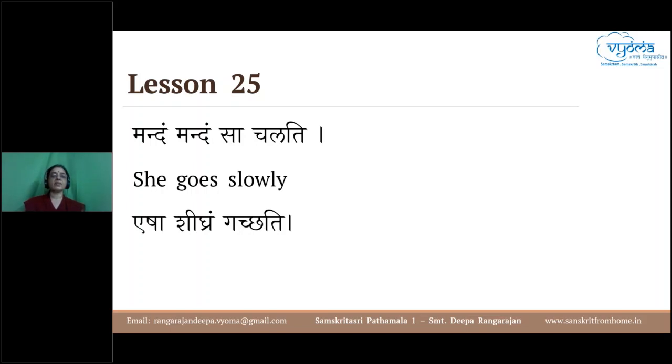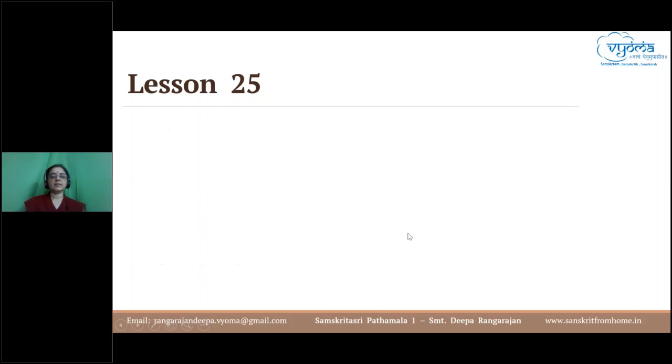So here, all the adverbs are in dvitiya. Mandam mandam is again very slowly, but it is in dvitiya vibhakti. Similarly, shigram also is in dvitiya vibhakti. Yes. Fast. Dhanyavadaha, bhagini. Dhanyavadaha.